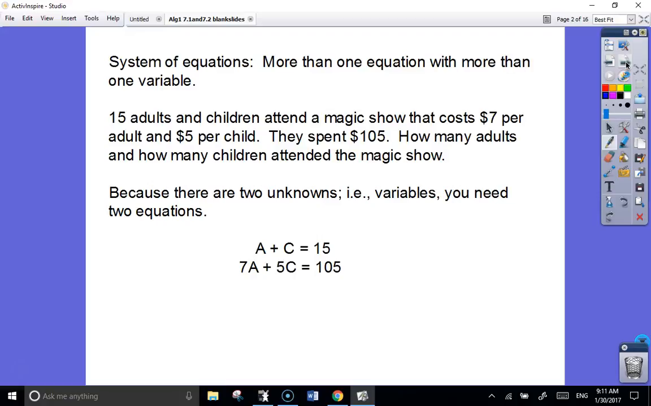In this case, we could say that since a total of 15 attended, A plus C, the number of adults plus the number of children, was 15. And since it costs $7 for an adult and $5 for a child, then 7A plus 5C was the 105 they talked about. So we have to use the information to set up this system, and then what we're going to do now is just learn how we solve something like that for the values of A and C.